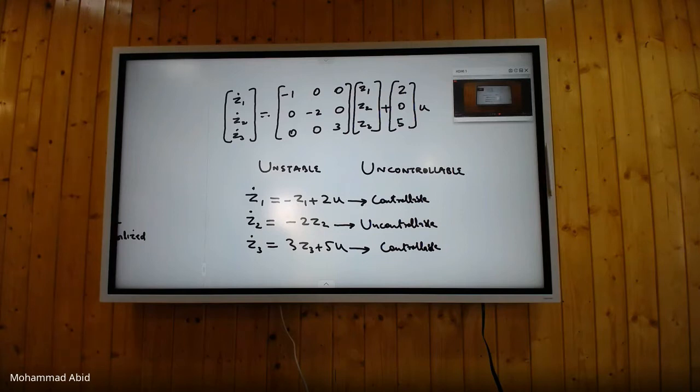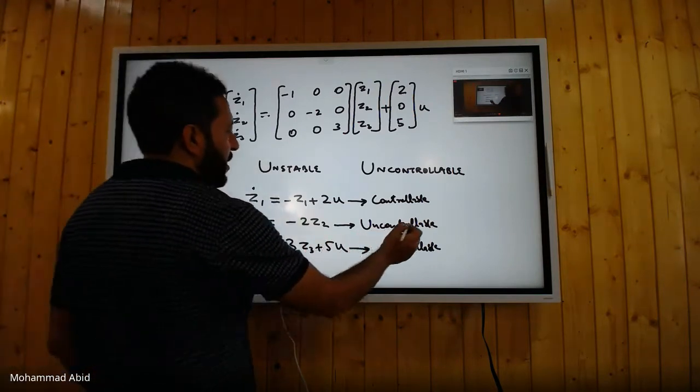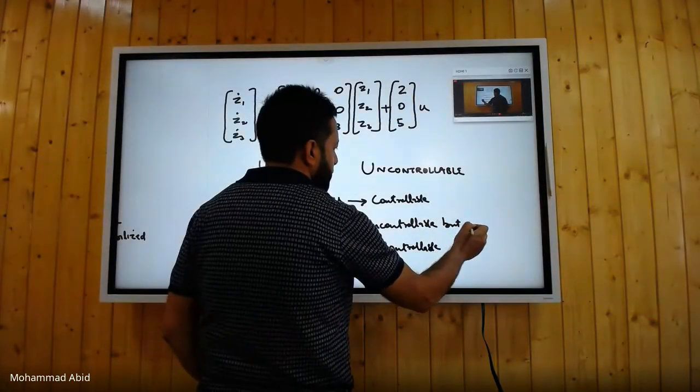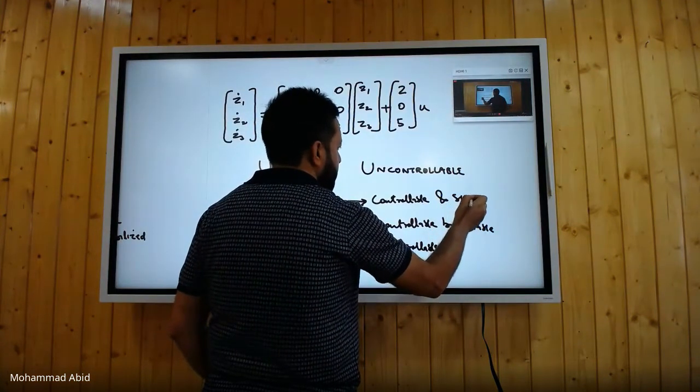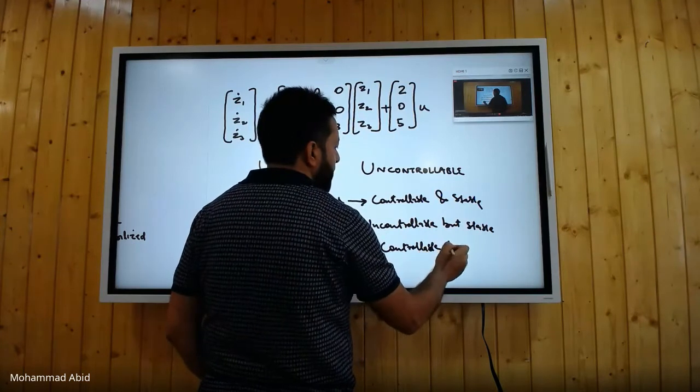U को change होने से ये जो ये वाला आइगन वैल्यू है जिसकी कॉरेस्पॉन्डिंग स्टेट Z2 है, वो वाला आइगन वैल्यू तो चेंज ही नहीं होगा, क्योंकि इसको तो आप कंट्रोल ही नहीं कर सकते. So it will stay stable. It is uncontrollable but stable. This is controllable and stable. This is controllable but it's unstable.